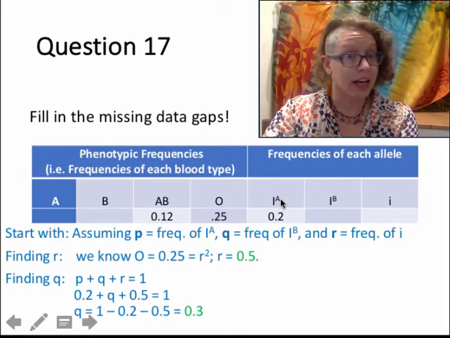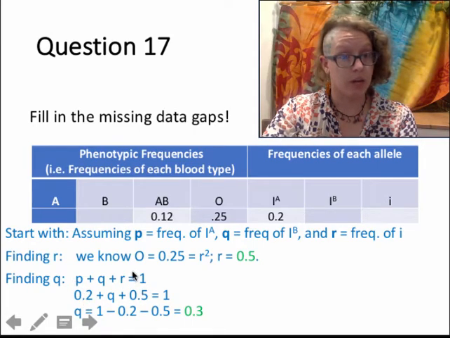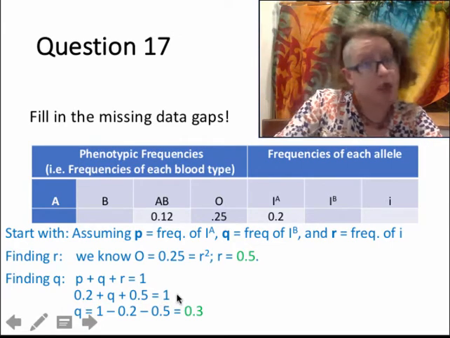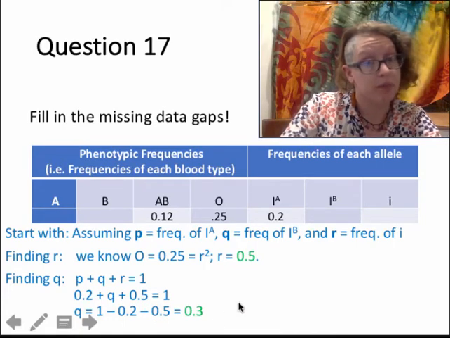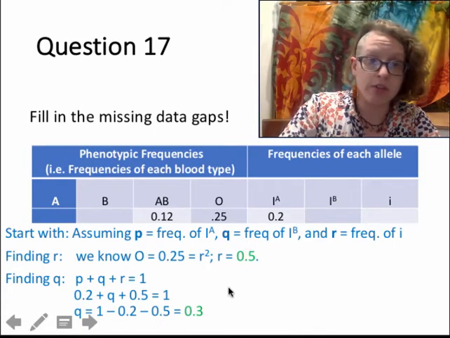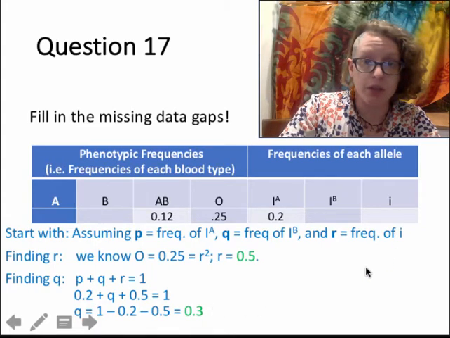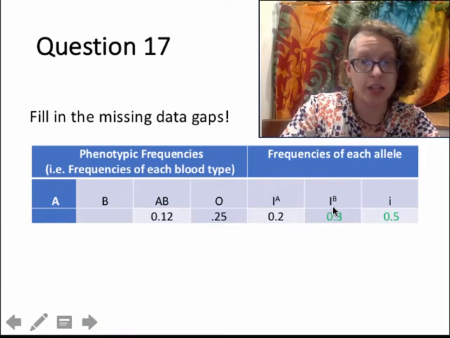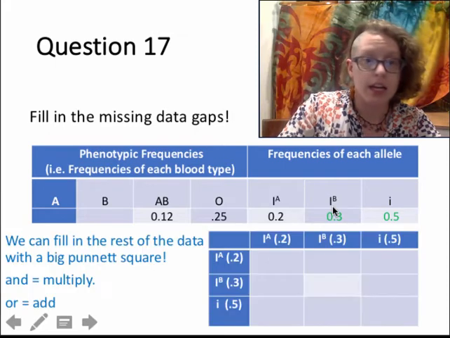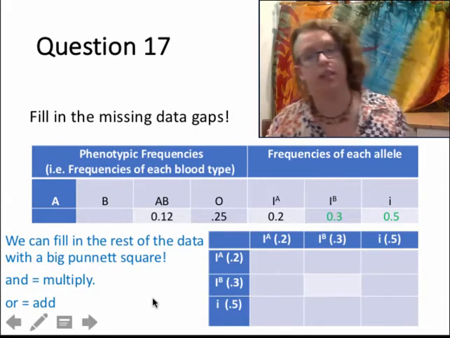And we know what I^A is, which is p. So p plus q plus r equals 1. We know p, we know r. We start with 1, we subtract p and r, and we get 0.3. So I'm going to take this 0.5 and this 0.3 and put them where they belong. So r, 0.5, is going to go here, and q is going to go there. See that magic that happened? Hope you're following. Next, we're going to build a Punnett square. This is how I would do it.